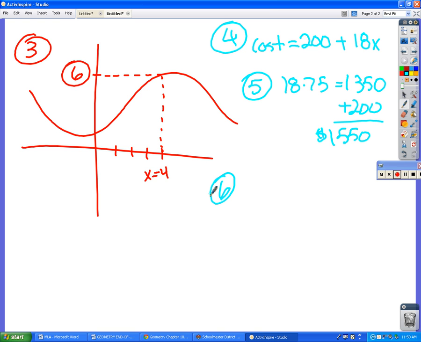Okay, and then number 6, you're going the other way. If you get charged $600, how many people did you have? How did you get that? Okay, so first you have to take the $600 you paid and subtract from that the $200 that they charge you to start. So that gives you $400. And then divide by 18 because it's $18 per person. And what did you get from that?